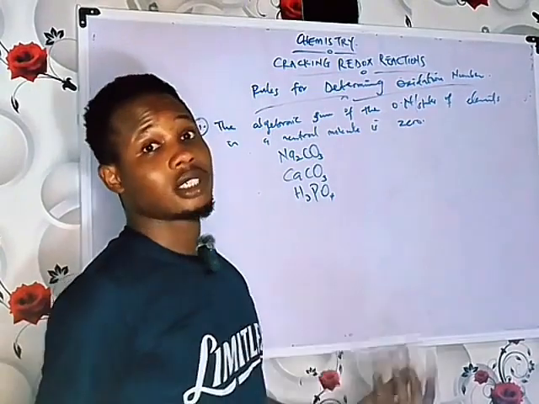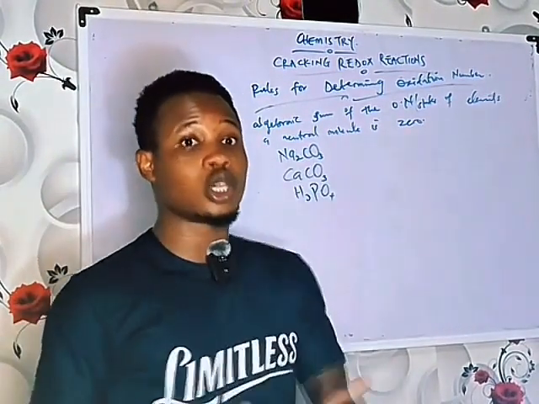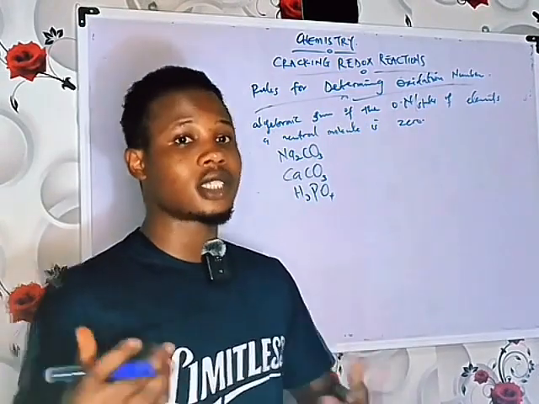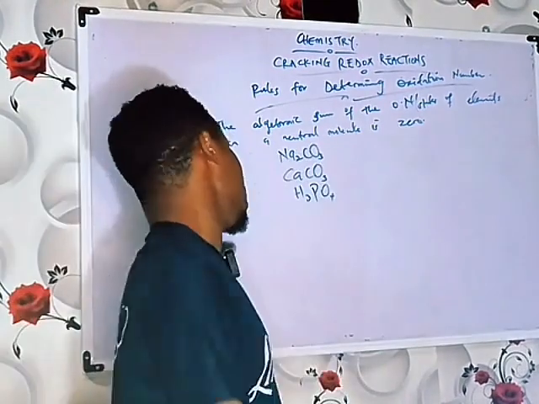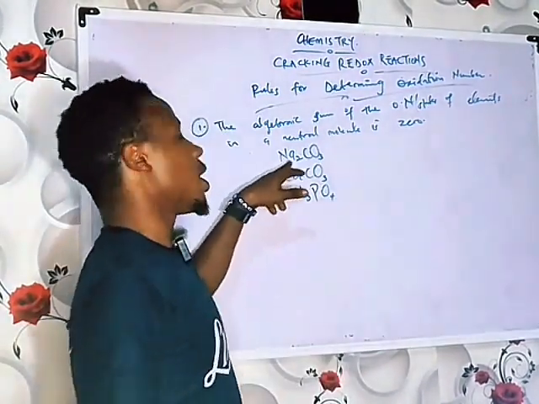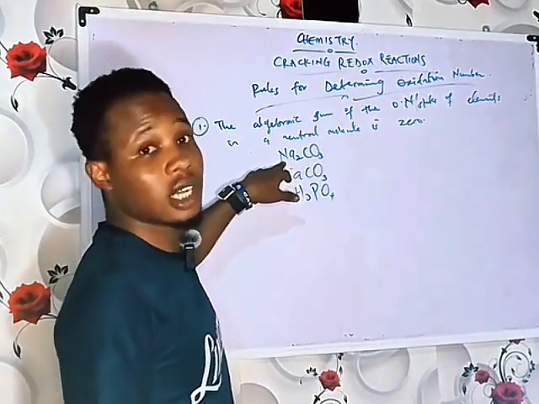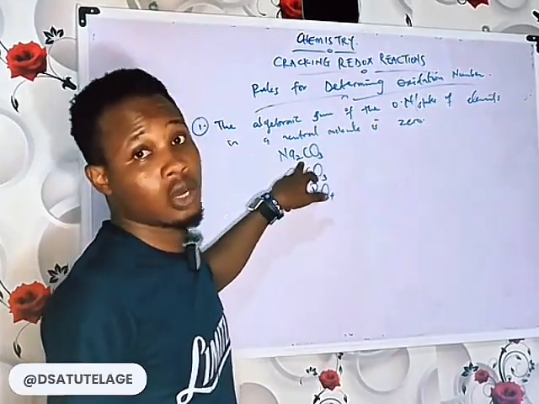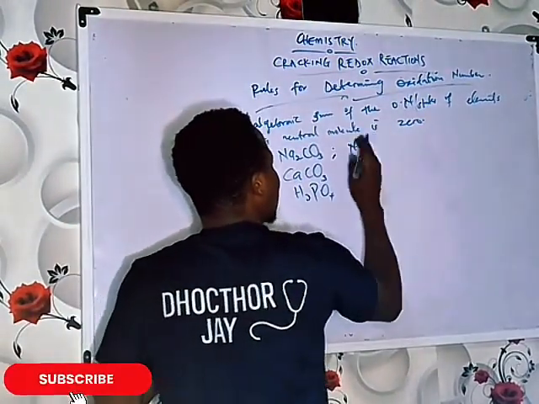An algebra is a mathematical equation that is made up of variables and coefficients. Of course, you know your variables are like your alphabet and your coefficients are your numbers, which are your natural numbers, integers from 1 to infinity. All right, so we come back here, Na2CO3. This is Na, a variable, which is an alphabet, and then we have 2, which is a coefficient.